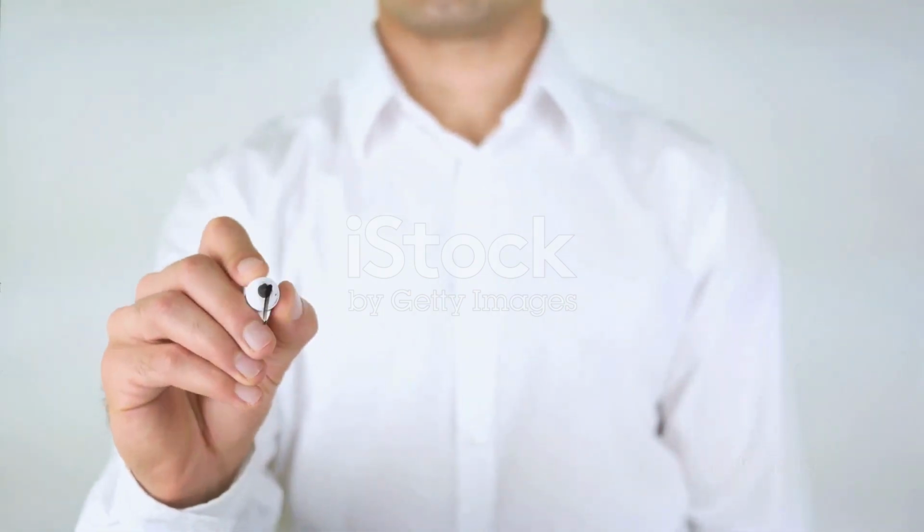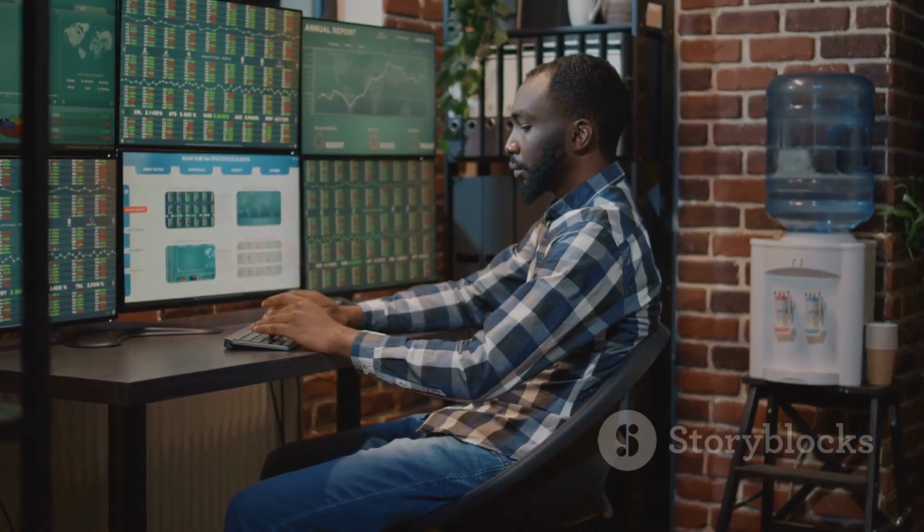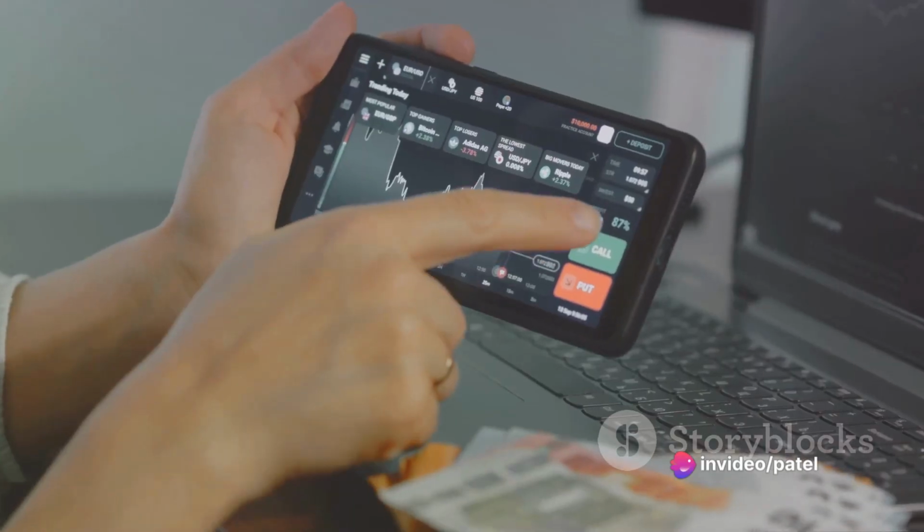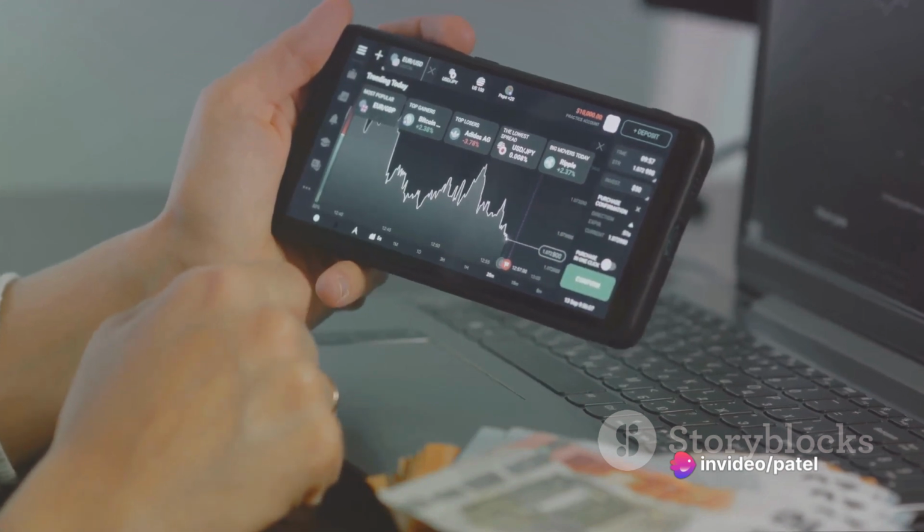Now, on to bid-ask prices. The bid price is the amount you're willing to pay for a currency, and the ask price is the amount you'll accept to sell it. The difference between these two prices is known as the spread.